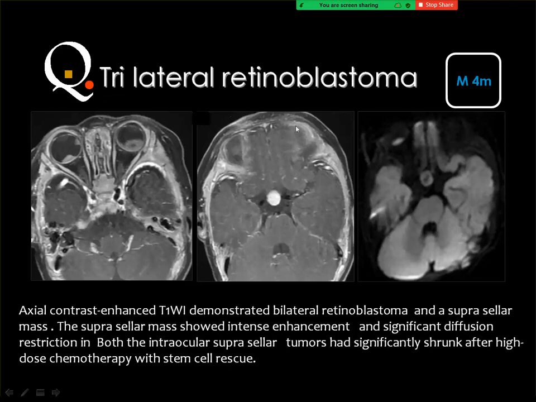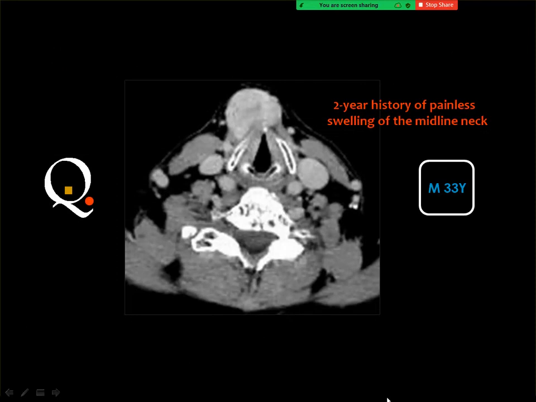And you know also there is a collection of lesions that are known as quadrilateral retinoblastoma. Whenever you can see two masses in the globes, a mass in the suprasellar area, and a mass in the pineal body region, this is quadrilateral retinoblastoma.